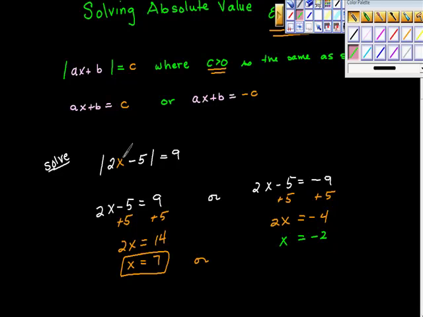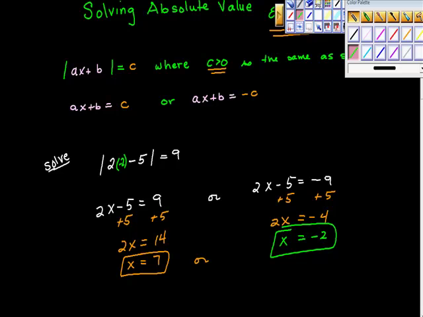So here's our x right here, right? So we take out this x, we put in negative 2. So 2 times negative 2 is negative 4. Negative 4 minus 5 is negative 9. The absolute value of negative 9 is 9. Check. All right? So those are our two solutions.